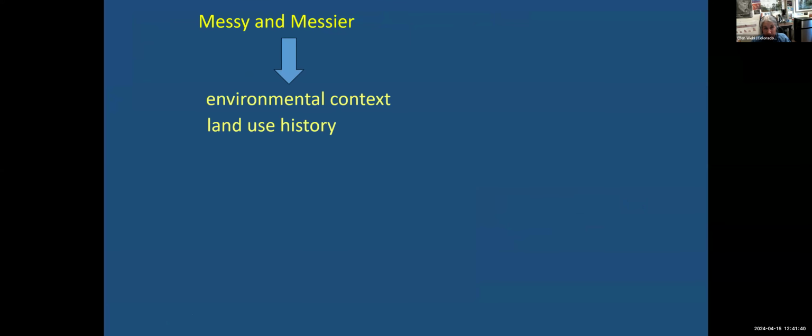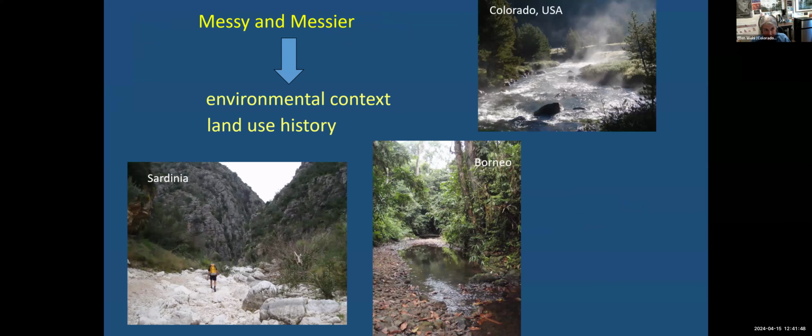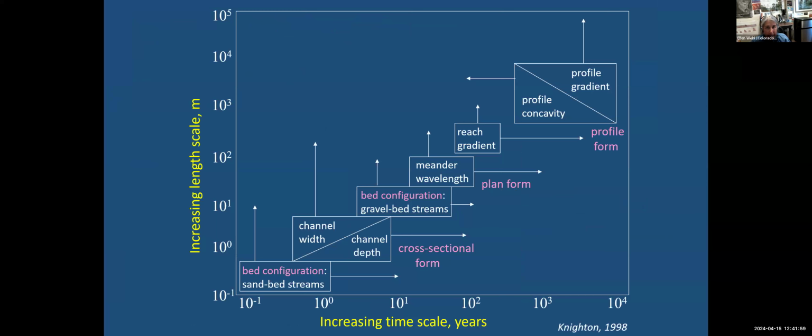So how messy should it be? Well, it depends on where you are, again, in the river network and in the world. So, environmental context and land use history. These are just three randomly chosen photos making the point that, quite apart from what we as humans do, natural rivers are quite diverse. So it varies depending on where you are. And I think we can think about this in terms of some of these controls.